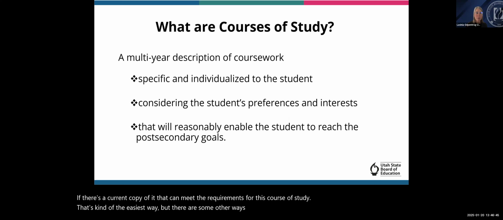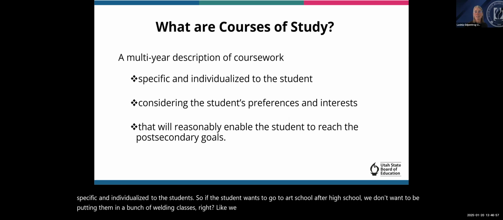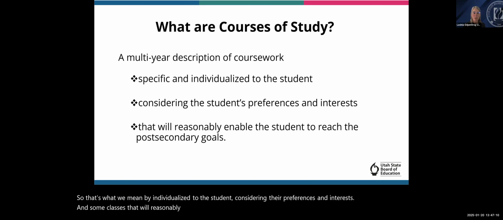And again, that multi-year description needs to be specific and individualized to the student. So if the student wants to go to art school after high school, we don't want to be putting them in a bunch of welding classes, right? We would want to see that they are going to be in a series of art classes. That's what we mean by individualized to the student, considering their preferences and interests and classes that will reasonably enable that student to reach those post-secondary goals.